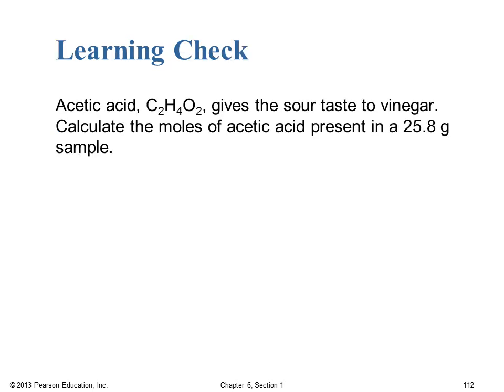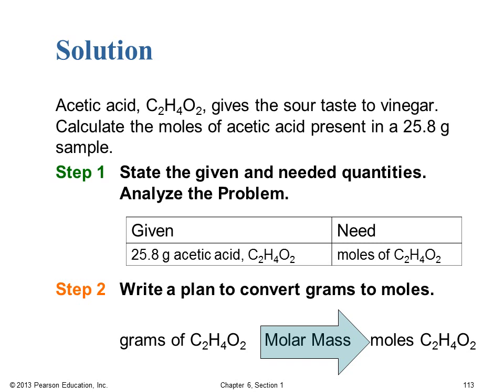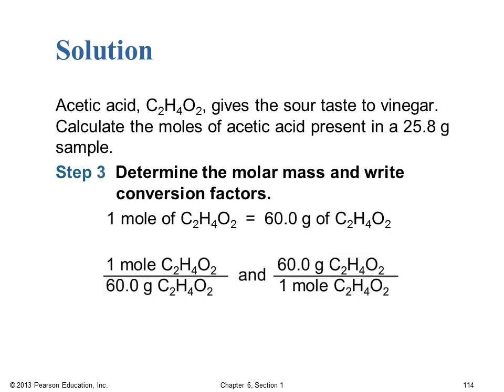Acetic acid is a main contributor in vinegar. The question asks us to calculate how many moles we have of acetic acid in a 25.8 gram sample. So we are given the grams, and we need to go to moles. In order to do that, we have to use the molar mass. To go from grams to moles, we want our grams to cancel out and our moles to be left, so we want the moles on top and the grams on the bottom.